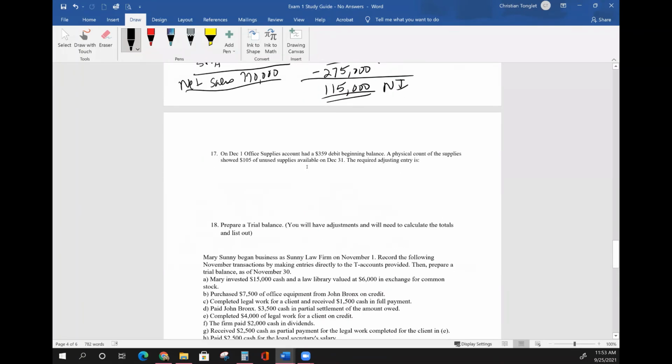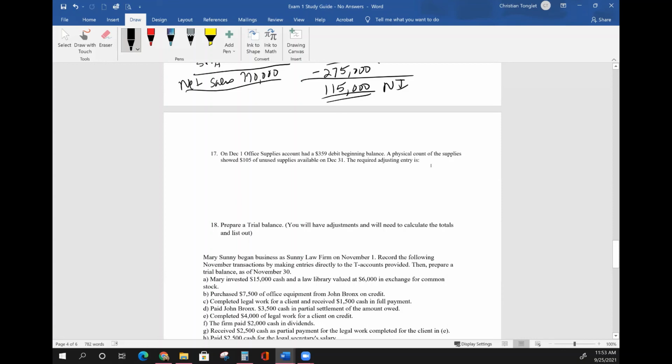Number 17. On December 1, the office supplies account had a $359 debit beginning balance. A physical inventory count of the supplies showed $105 of unused supplies available on December 31. What's the required journal entry?